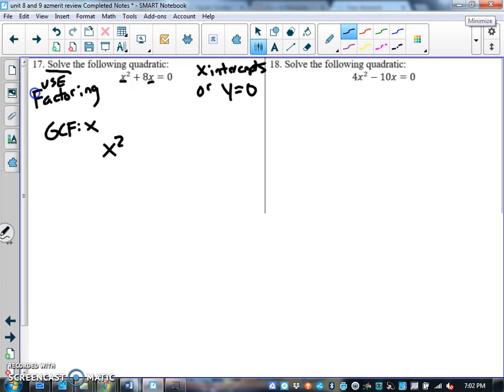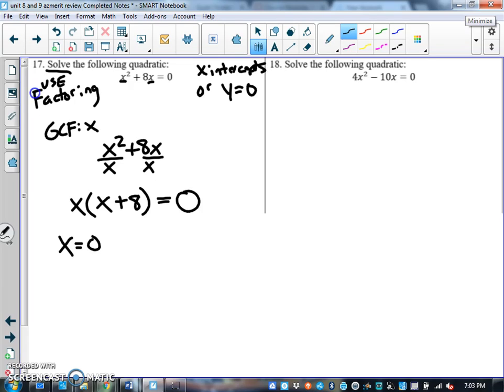So I take my x squared plus 8x, and I'm going to factor out an x from both terms. Now when I factor out, I'm dividing things out. I still have to retain that x. So I get x squared divided by x is x. 8x divided by x is 8. So I now have x times (x plus 8) is equal to 0. If one of the factors is equal to 0, the whole equation goes to 0. So I can set x equal to 0 and x plus 8 equal to 0.